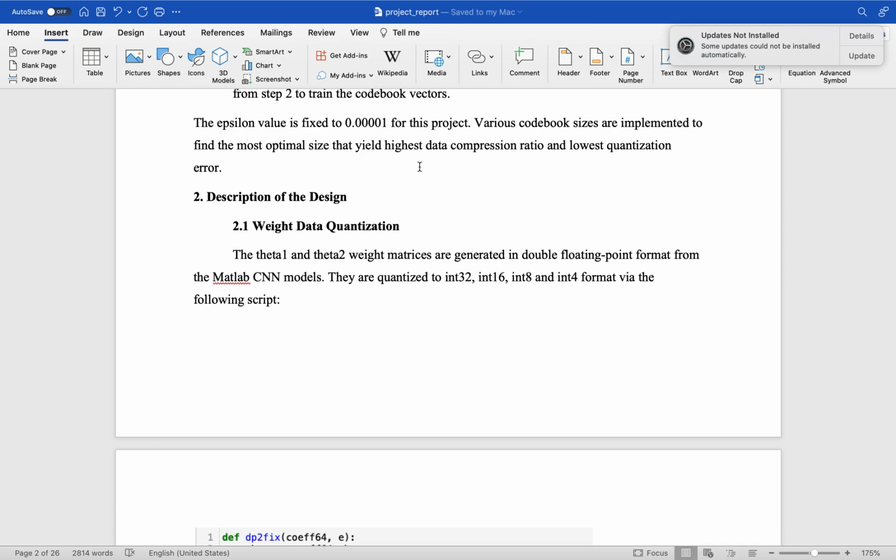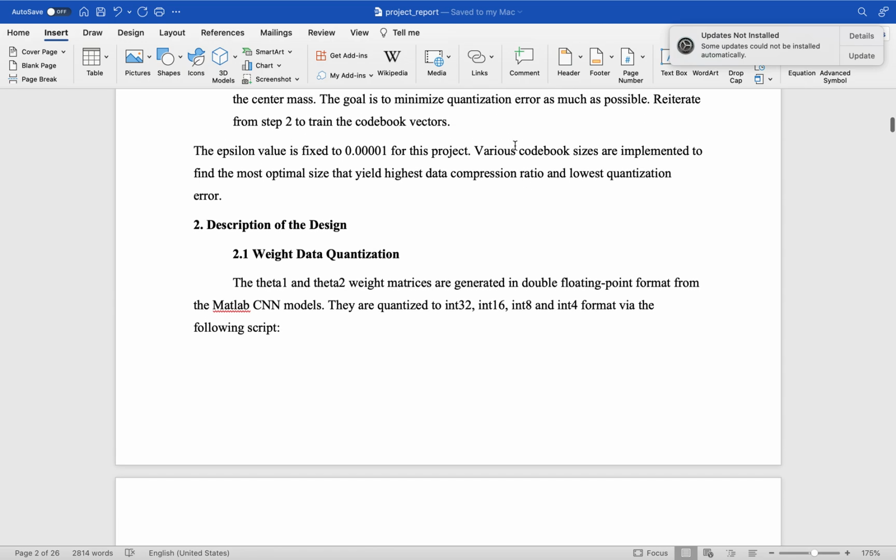So for this particular project, I've chosen the epsilon value to be 0.00001, and the codebook size is... the code is implemented in a way such that the codebook size can be chosen, and we can find out which size is the most optimal, that has the lowest distortion values and the highest compression ratio.